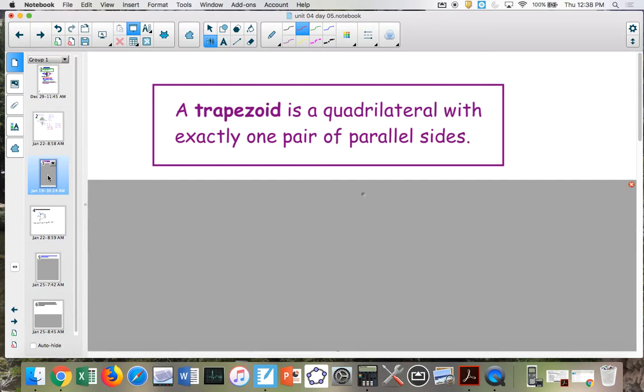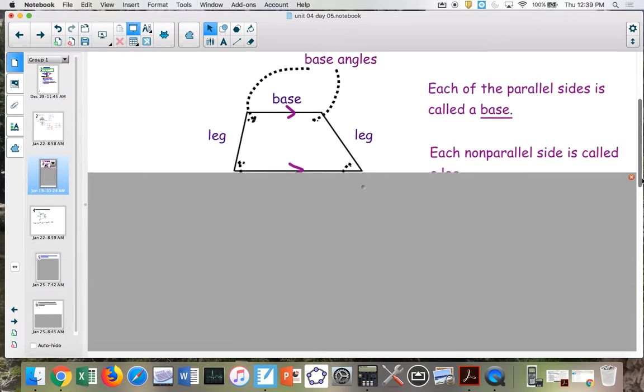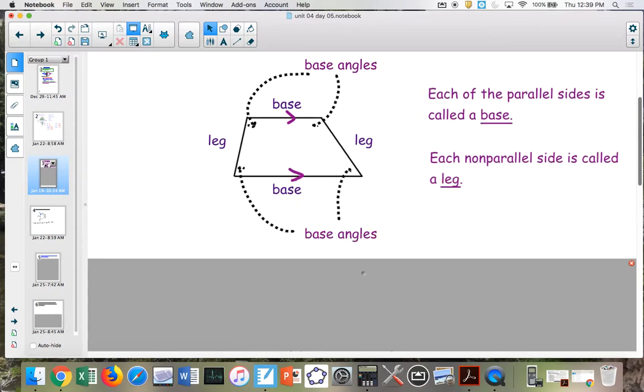All right, the other quadrilateral that we want to focus on, the last one of our group, is called a trapezoid. And a trapezoid has exactly one pair of parallel sides. So we can't have two. If it has two pairs of parallel sides, we know it's a parallelogram. Now there's a lot of terminology with the parts of a trapezoid. The two sides that are parallel are called the bases.